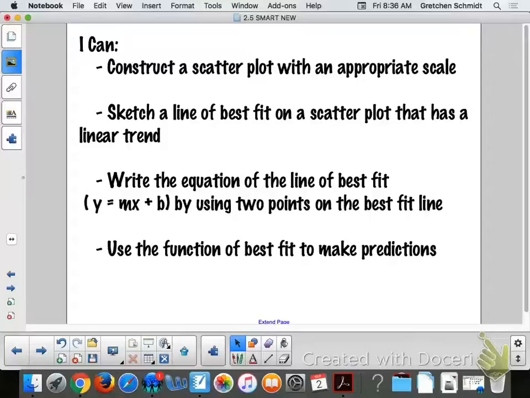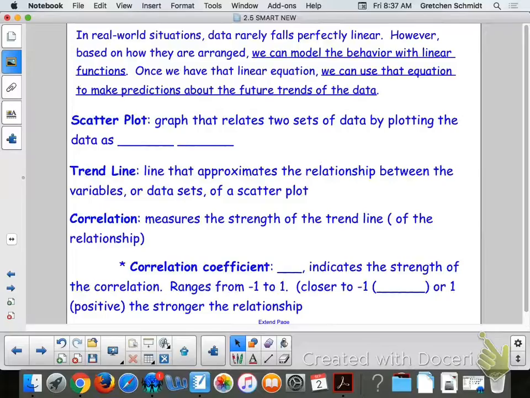What we are going to start going through is trend lines and scatter plots. They are called trend lines, they are called lines of best fit. We have done these before in other classes. The first thing is kind of just some definitions we're going to go through.